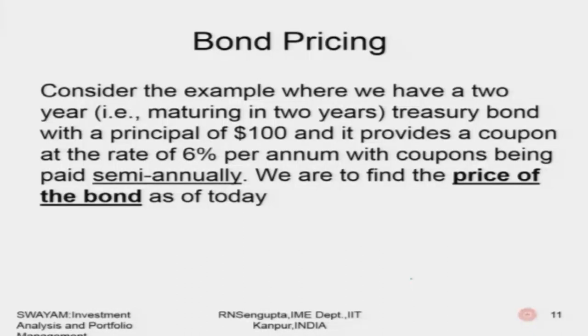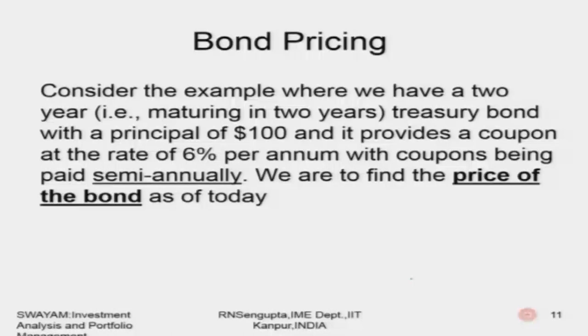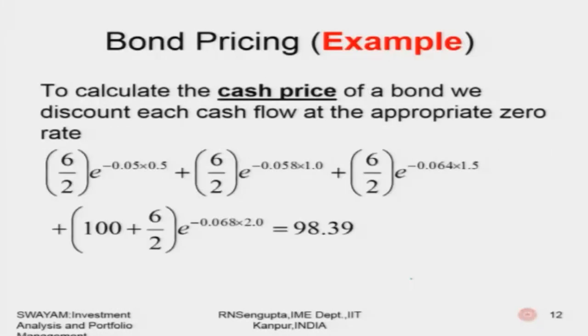In the first slide, which is the 10th slide, which you have just followed, you have half a year, 1 year, 1.5 years and 2 years, and the zero coupon interest rates are given. The principal amount for the bond is 100 and it provides a coupon at the rate of 6% per annum with coupons being paid semi-annually. So, we need to find out the price. This is how we do the calculation. This is the bond pricing.